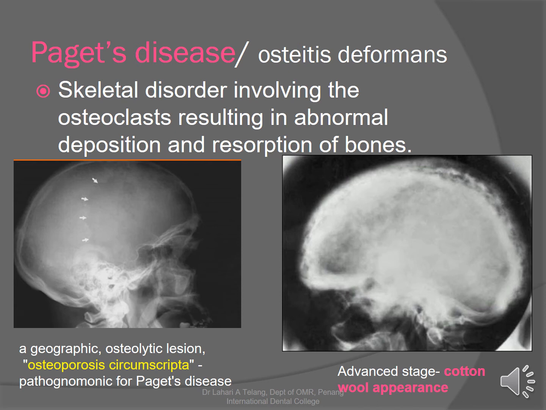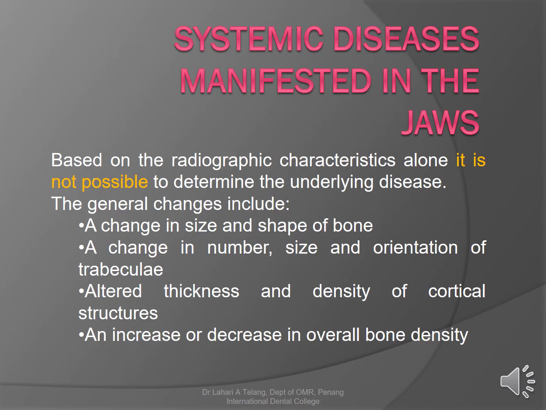Whereas in more advanced stages, the disease becomes more radio opaque and has a cotton wool-like appearance, with patchy radio opacities which look like cotton, and that's the reason for the term cotton wool-like appearance. And this is Paget's disease, also called osteitis deformans. That was about the bone disorders and fibro-osseous lesions.